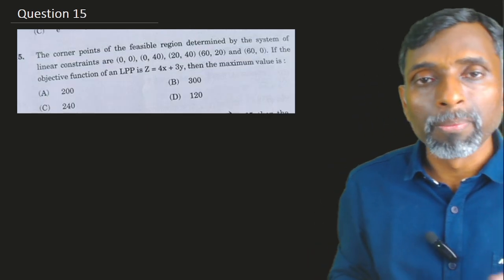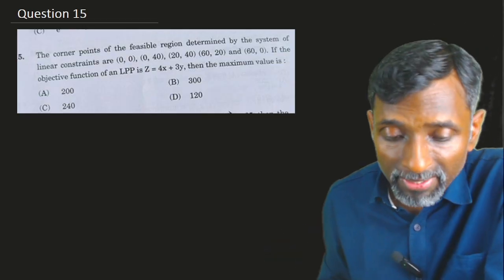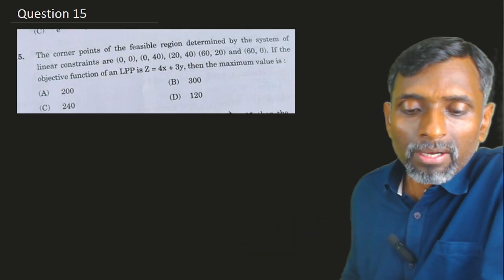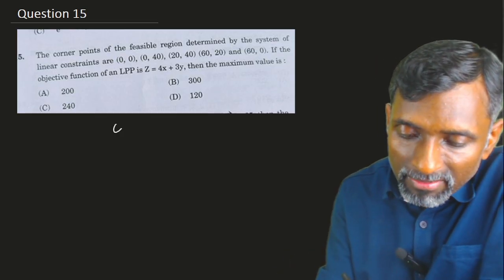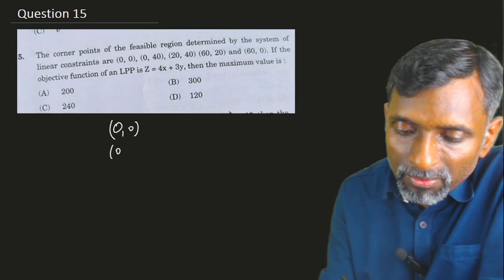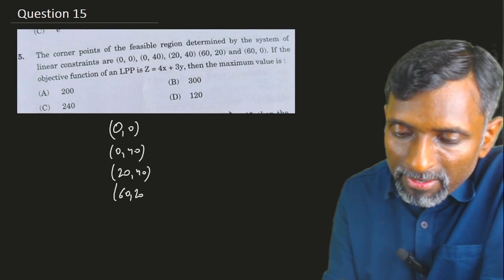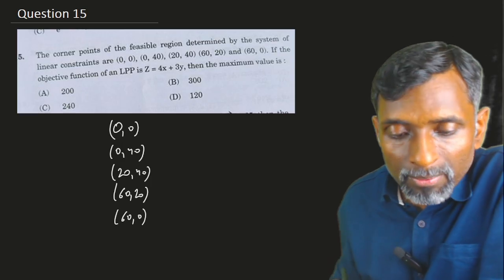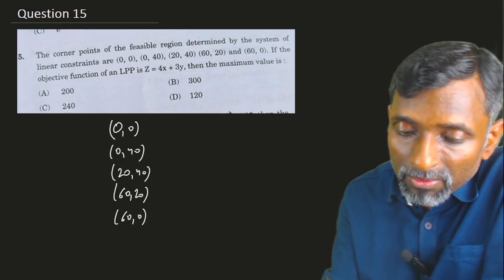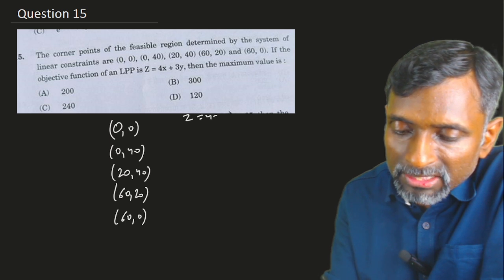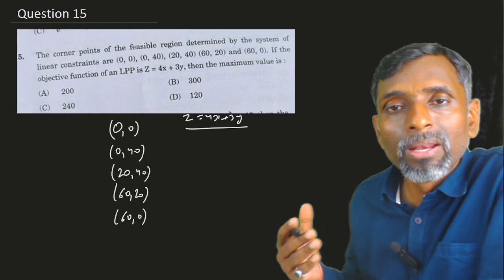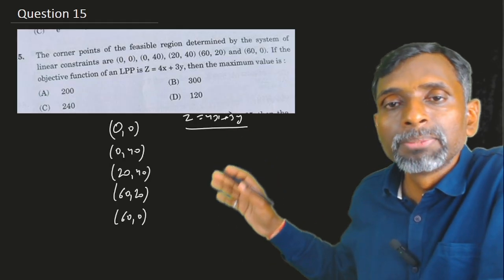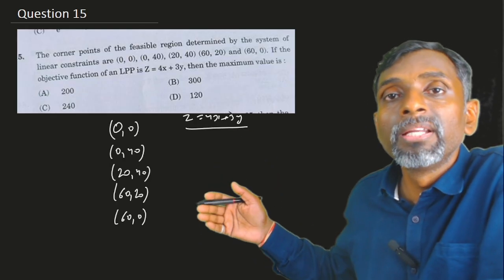Okay, let's move to question 15. It is a question based on LPP. Read the question very carefully. The corner points of the feasible region determined by the system of linear constraints. There are multiple points given: 0, 0, 0, 40, 20, 40, 60, 20, and 60, 0. These may be the corner points. If the objective function z is equal to 4x plus 3y, we need to find the maximum value. So we can find the value of z equal to 4x plus 3y at each point, and we can identify whether it is maximum.